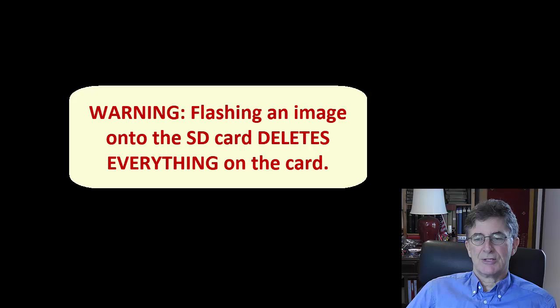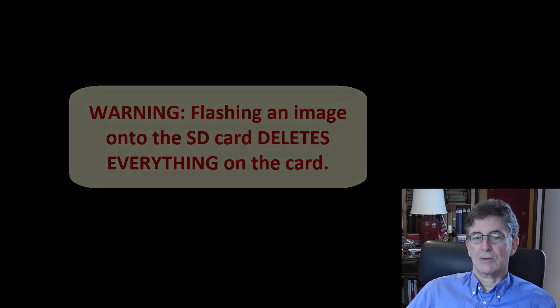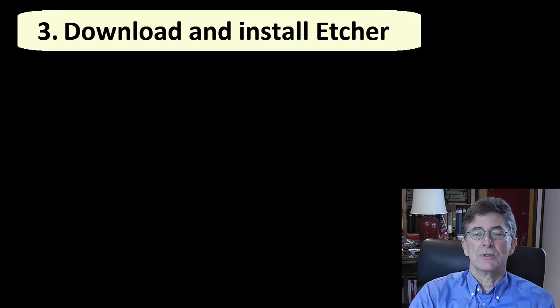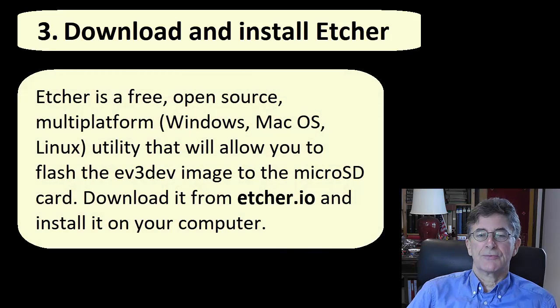If you use Etcher to flash a newer image to the card, then any Python scripts on the card will be deleted, but this shouldn't be a problem because you have the same scripts on your computer and it's quick and easy to download them to the card again. Download and install Etcher. Etcher is a free open source multi-platform, that's Windows, Mac OS and Linux, utility that will allow you to flash the EV3dev image to the microSD card. Download it from Etcher.io and install it on your computer.